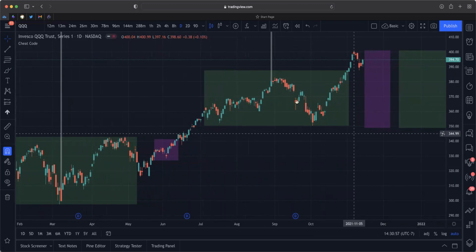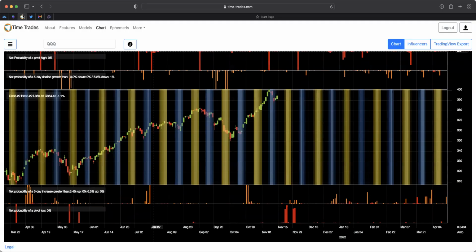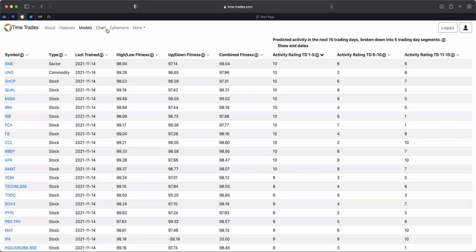Okay, so let's go back to Time Trades and take a look at the models list. We can pick out some of the top 3 here. I've already got my models sorted by the activity rating for the next 5 days. Number 1 on the list here is XME. This is the mining and metal sector.